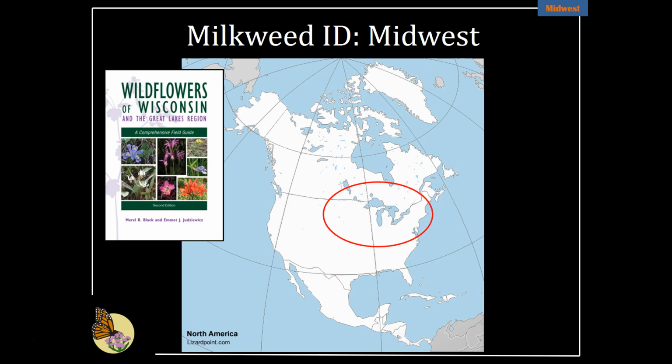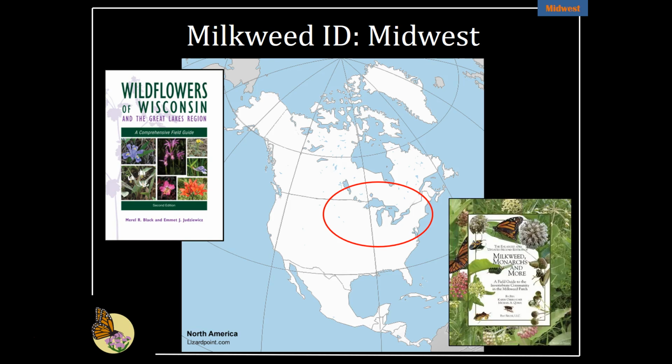Please note that this is not a comprehensive overview of all milkweeds potentially present in your area. A local field guide, such as Wildflowers of Wisconsin and the Great Lakes Region by Black and Judziewicz, can offer a complete list of milkweeds, including their ranges, habitat, frequency on the landscape, and identification tips that may not be included here. This is also not an overview of the biology of milkweeds. To learn more about milkweed life history, their physical structure, and relationship to other flora and fauna on the landscape, we recommend reading the Milkweed, Monarchs, and More Field Guide by Rhea, Oberhauser, and Quinn, available on the Monarch Joint Venture website.